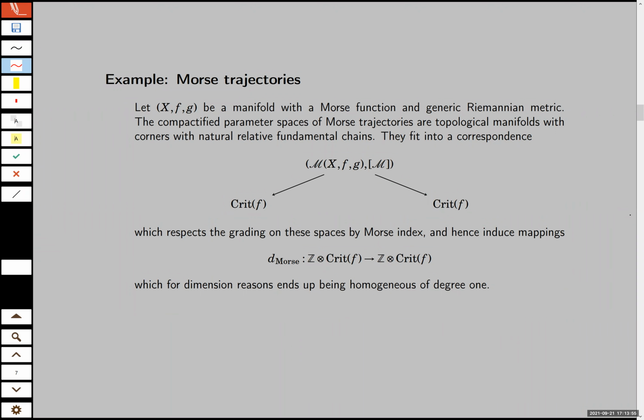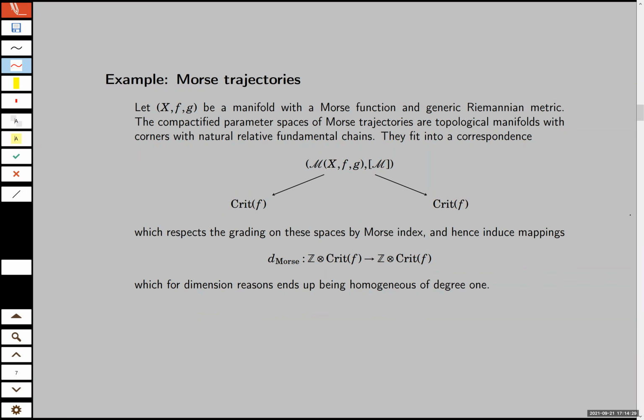Here's another kind of example, also familiar to geometers. This one's not an isomorphism, but given a manifold with a Morse function and generic Riemannian metric, in other words, the context in which you can do simple finite dimensional Morse theory with isolated critical points, one constructs a family of moduli spaces or parameter spaces of Morse trajectories.